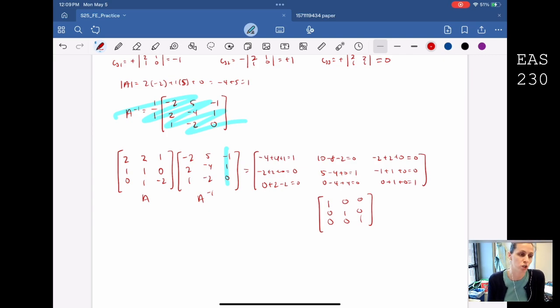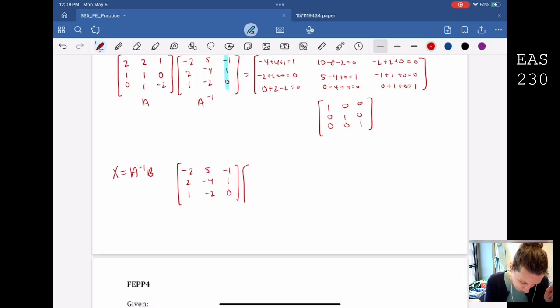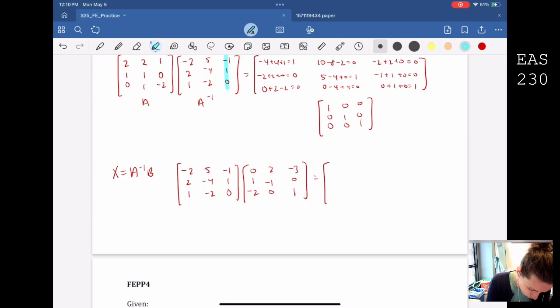Lastly, use the inverse matrix to determine x. So x equals A inverse times B. And this is true even if we have 3 x's and 3 b vectors. So still the same. So A inverse is this. Go ahead, write down my B vector. And do my same multiplication. So row 1, column 1, I get 0 plus 5 plus 2, which is 7.